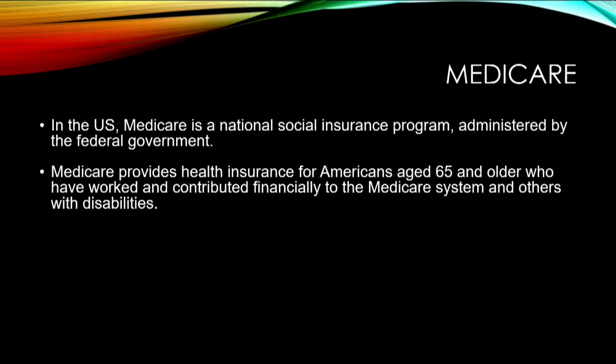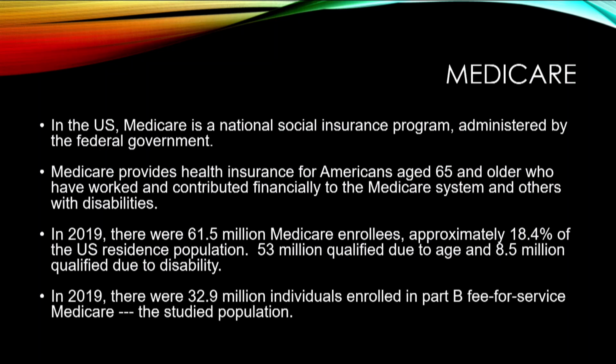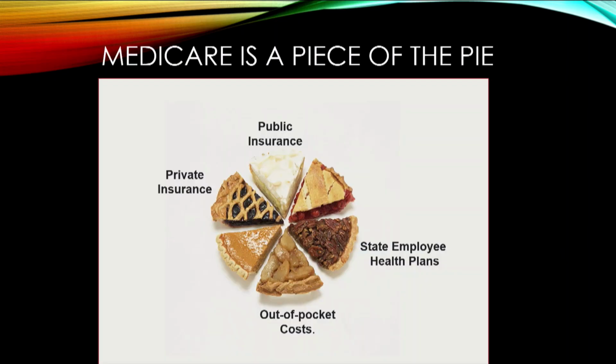Medicare provides health insurance for Americans age 65 and older who have worked and contributed financially to the Medicare system, and others with disabilities. In 2019, there were 61.5 million Medicare enrollees, approximately 18.4% of the US residents' population. 53 million qualified due to age, and 8.5 million due to disability. In 2019, there were 33 million individuals enrolled in Part B fee-for-service Medicare, the studied population, which I'll be presenting.